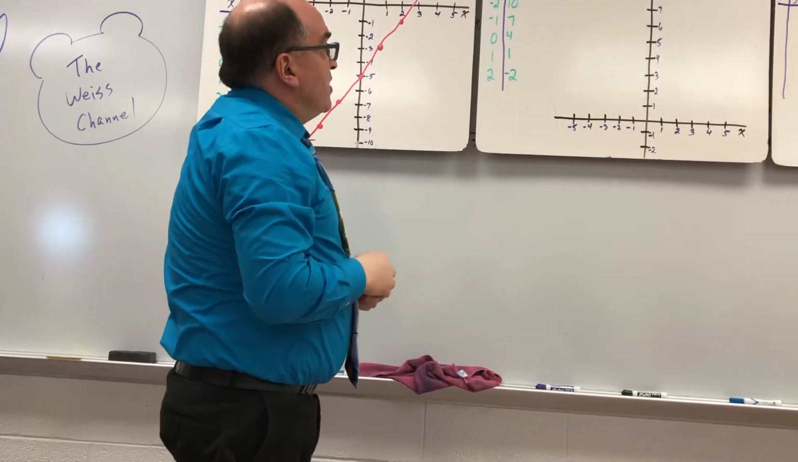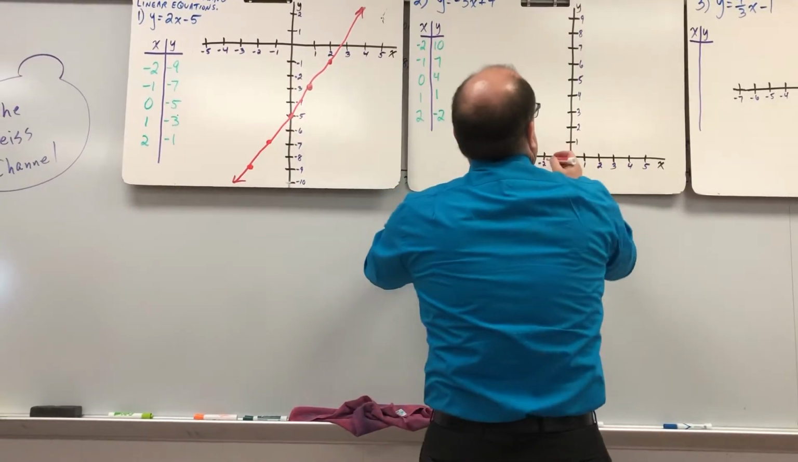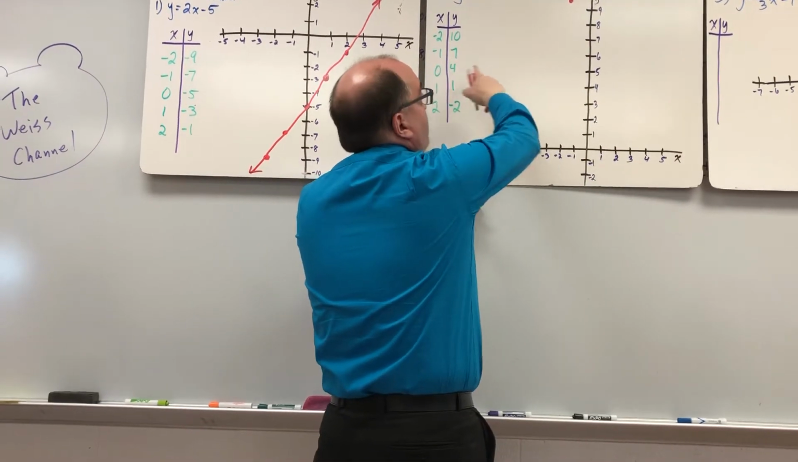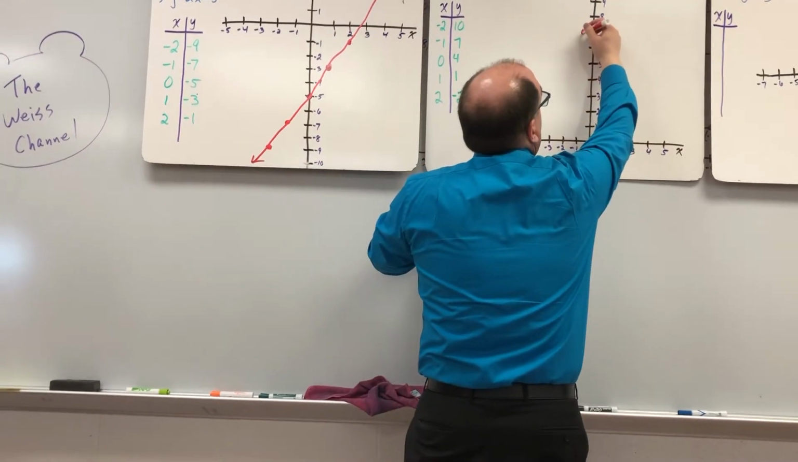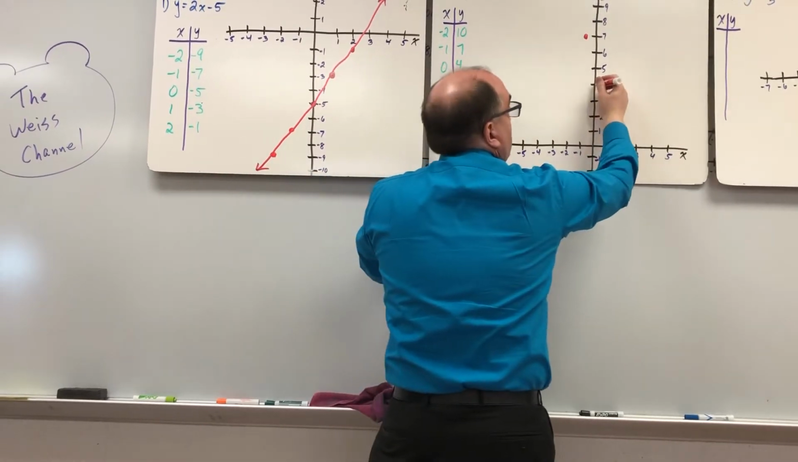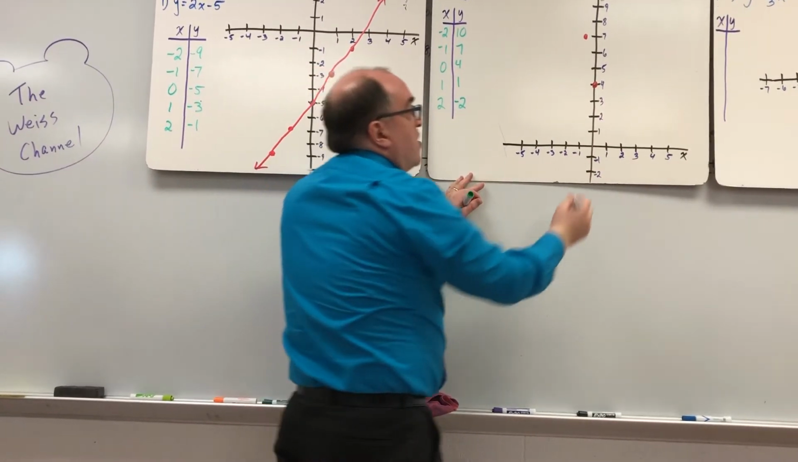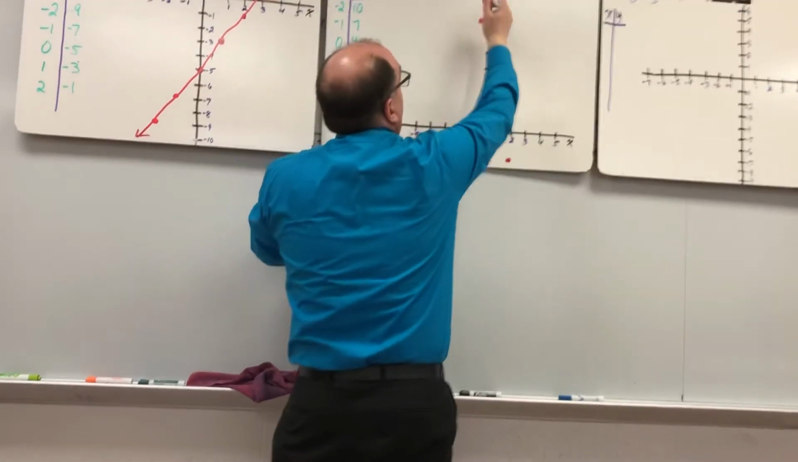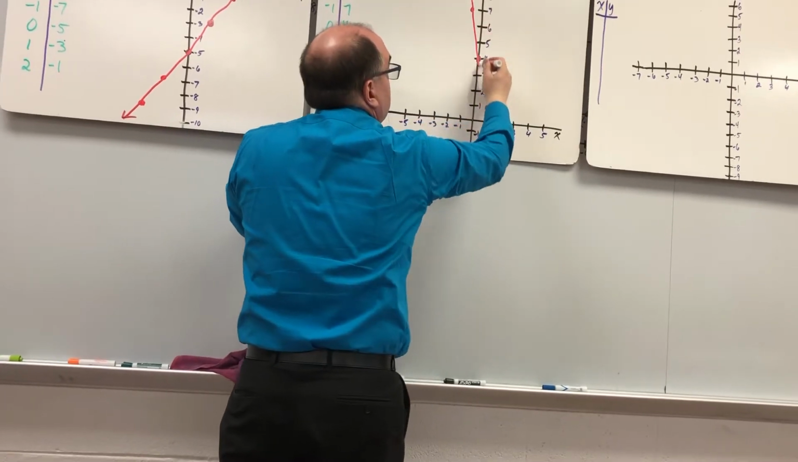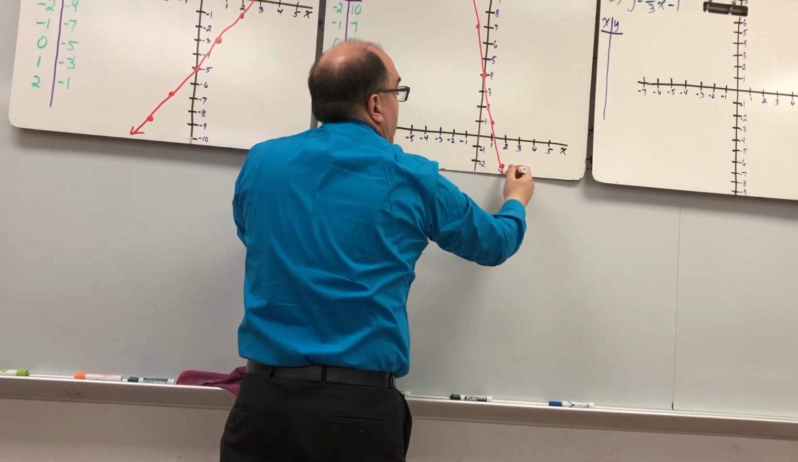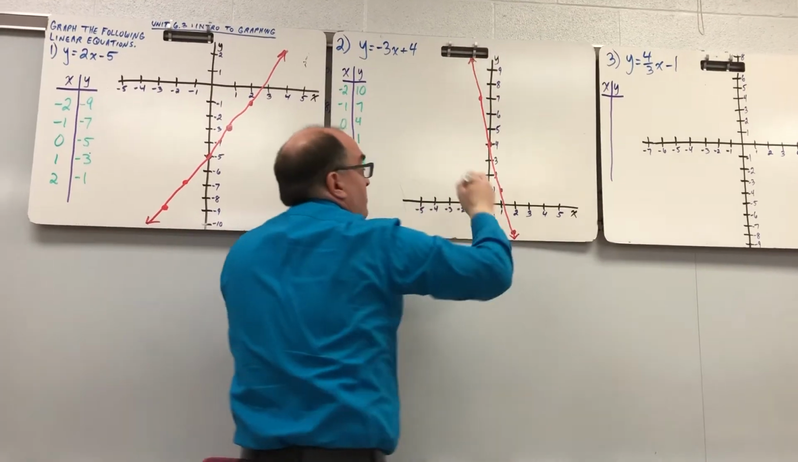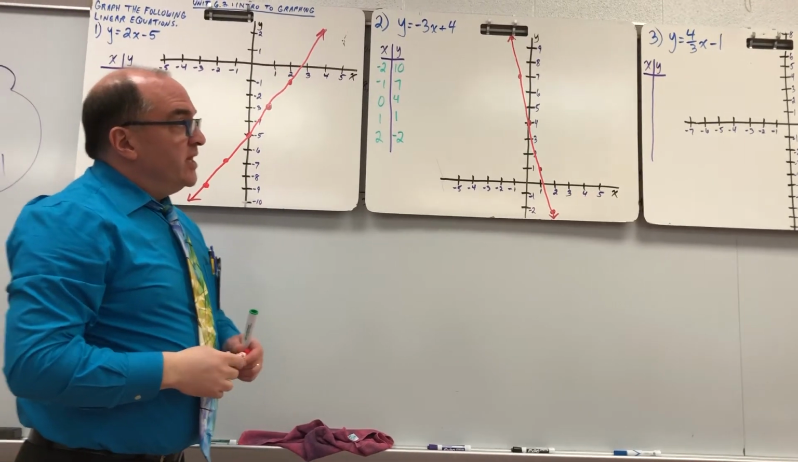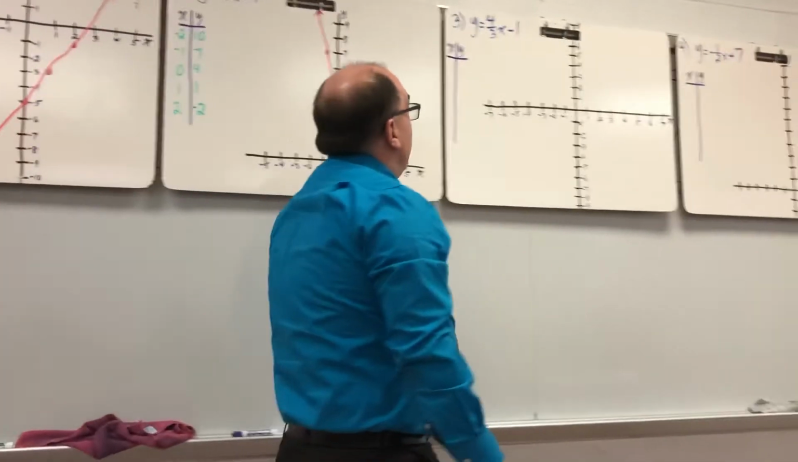So we plot the points. Where's -2, 10? Here's -2 and +10. Where's -1, +7? There. 0, 4. There. 1, 1. And 2, -2. Draw your line. And please put arrows on the ends, because that means that it goes on forever in both directions, okay? Which it does.